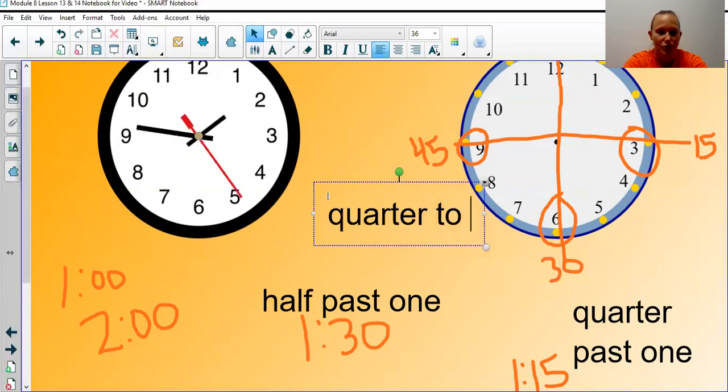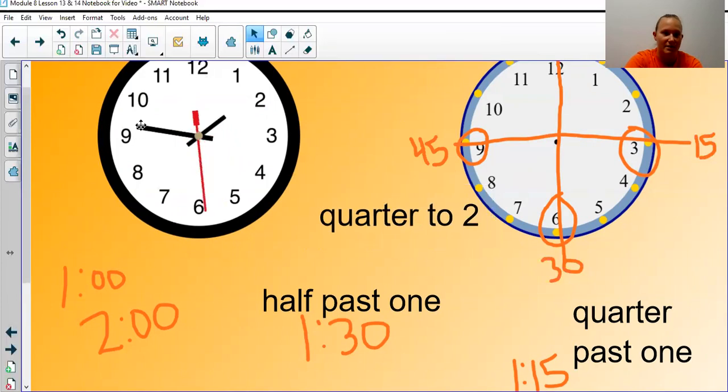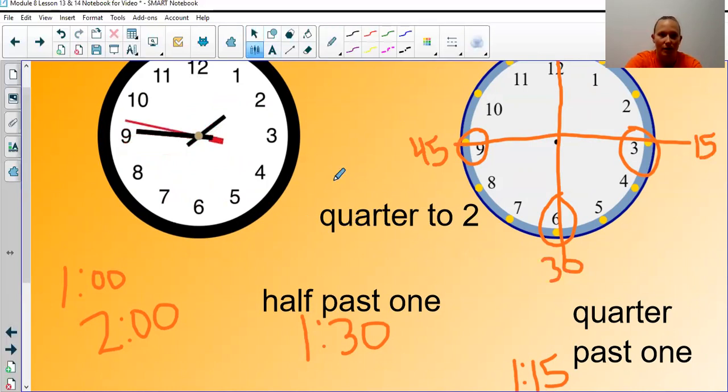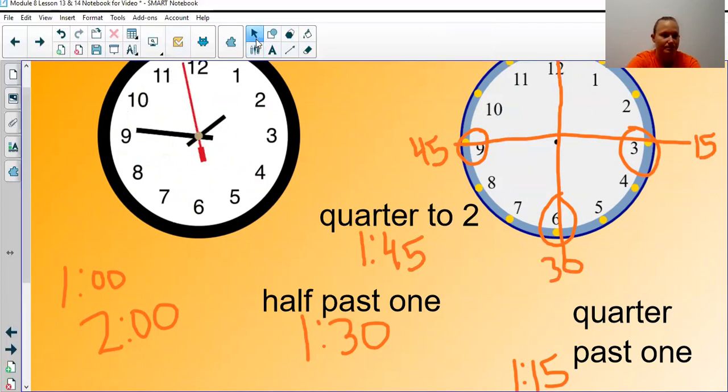So it's quarter to 2. Because the new hour, if I were to move this hand, the new hour would be 2 o'clock. But we're not quite there yet. This hour hand is almost on the 2, but because the minute hand is pointing to this 9 and hasn't made the full way around the circle, we're still in the hour of the 1 o'clock. So we could say it's quarter to 2 or 1:45, because we still have one more quarter, 1/4 of the clock left to get to the new hour.